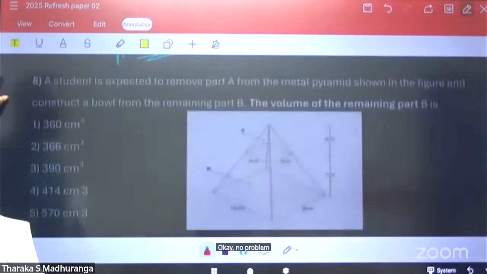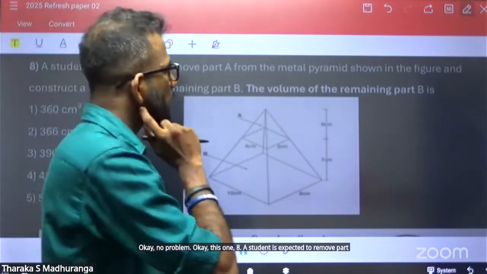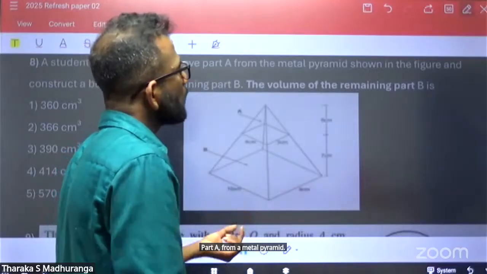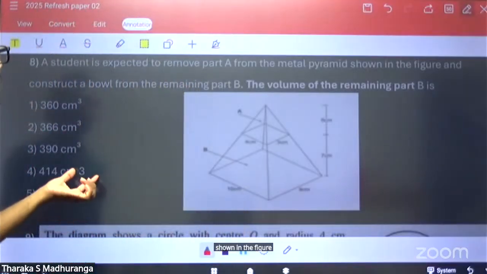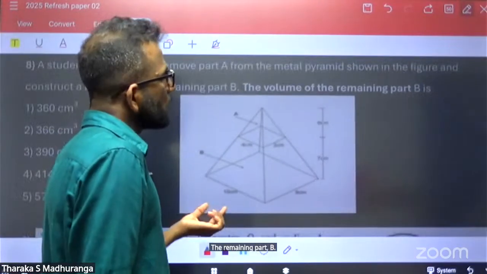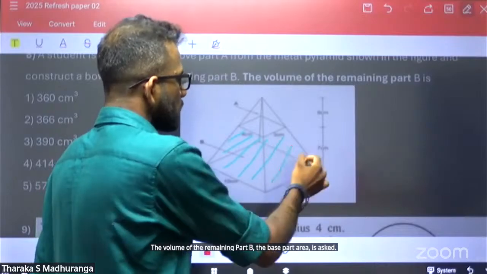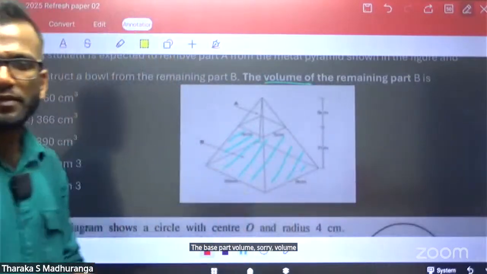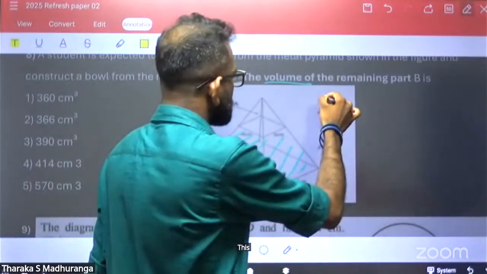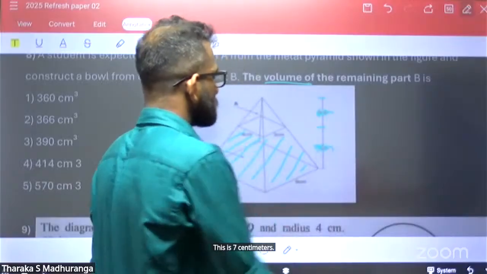Okay, no problem. This one, question 8. A student is expected to remove part A from the metal pyramid shown in the figure and construct a ball from the remaining part B. The volume of the remaining part B, the base part, is asked. How do we get this height? 6 centimeter. This is 7 centimeter height.